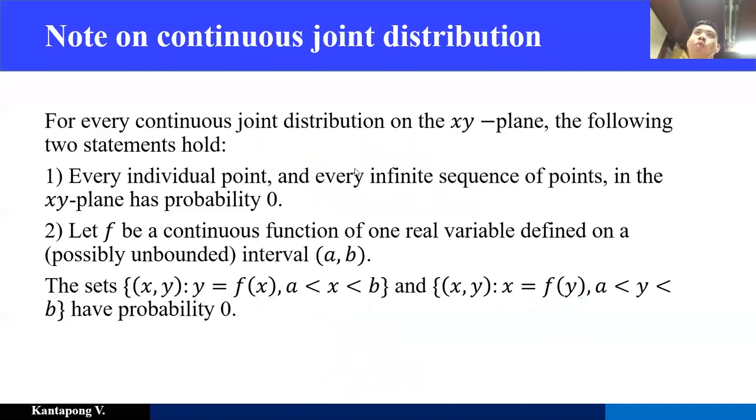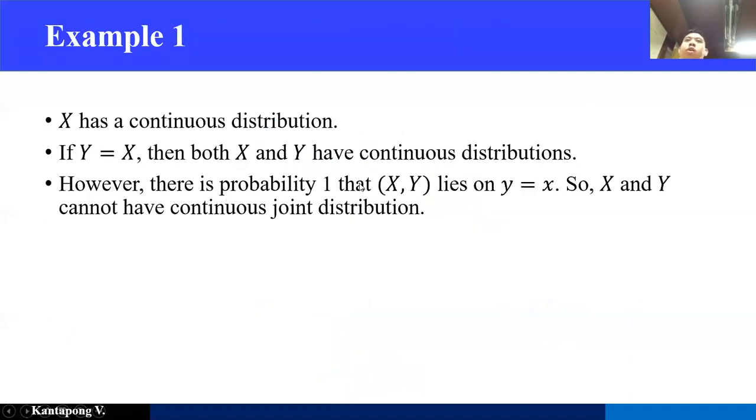So let's go back to the question that I asked earlier. If x has a continuous distribution, and let's say we define y is equal to x, then both x and y have continuous distributions. So should they have a bivariate continuous distribution? Okay, x is continuous, y is continuous, but they are the same.